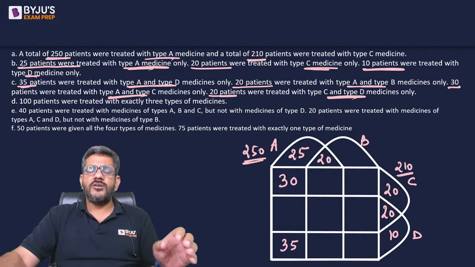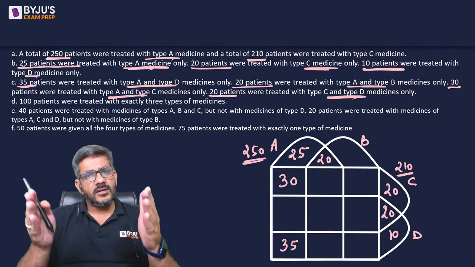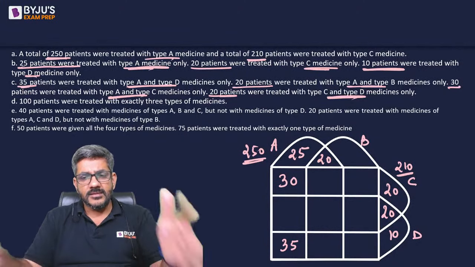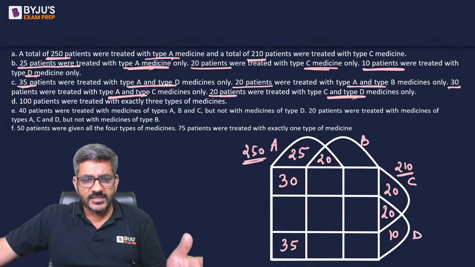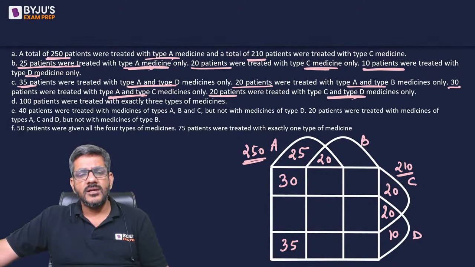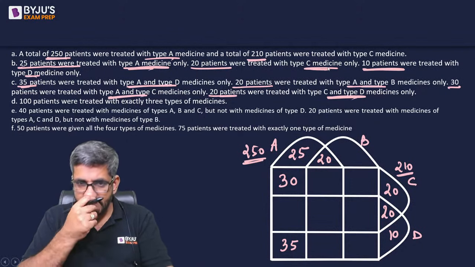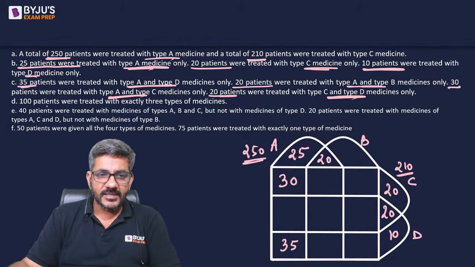The figures are given, you just keep writing them in their specified areas, right? This area represents A and B only, this area represents A and C only, that way बस लिखते चले जाओ, that your job is done. और कुछ भी नहीं करना है इसमें. We just have to write all these values at their places. ठीक है, next पे आ जाते हैं.